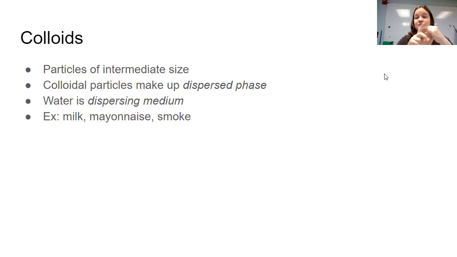So examples of colloids: milk is actually a colloid, mayonnaise, and smoke. Okay, so if you think about those things, that's what we're talking about for a colloid. Hairspray is another one, paint. And just like with solutions, your colloids can be made up of a dispersed phase and a dispersing medium that could be two different states of matter, or they could be the same state of matter.